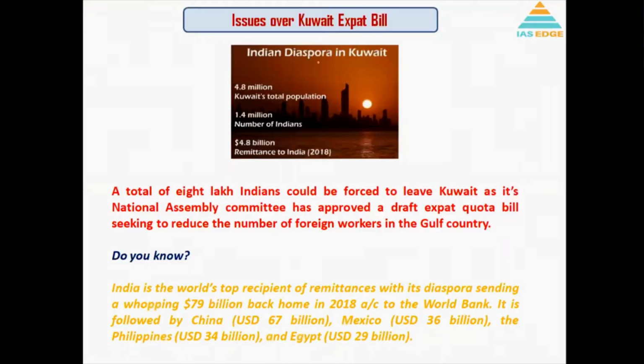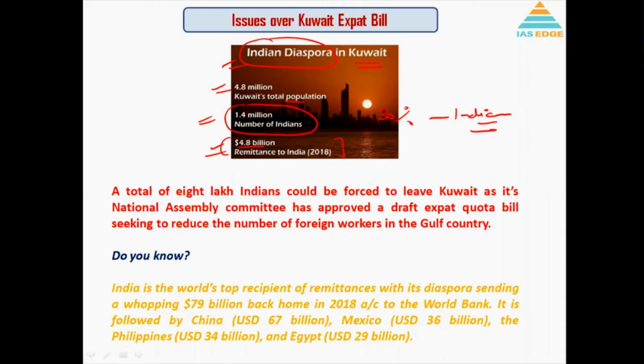Now, before understanding the issue, let's understand the diaspora of the entire Kuwait, the Indian diaspora. Kuwait is a small country, and remember, it's an oil-rich country. 4.8 million is the total population, out of which around 1.4 million are Indians. This would account for a little more than 25% of the population of Kuwait, so almost 30% of the population are Indians. Kuwait sends almost 4.8 billion in remittances to India. Remittance is the money that Indian people living outside send to India.